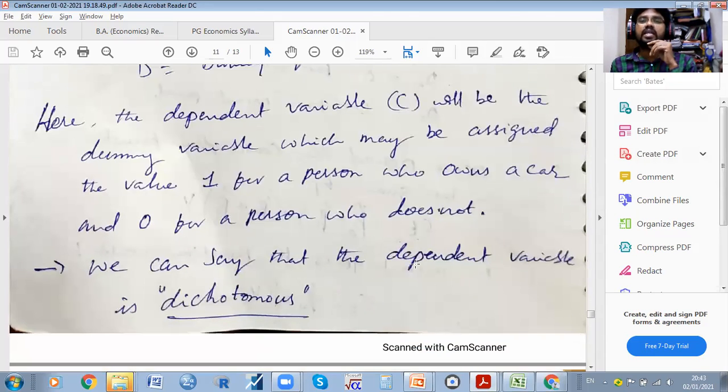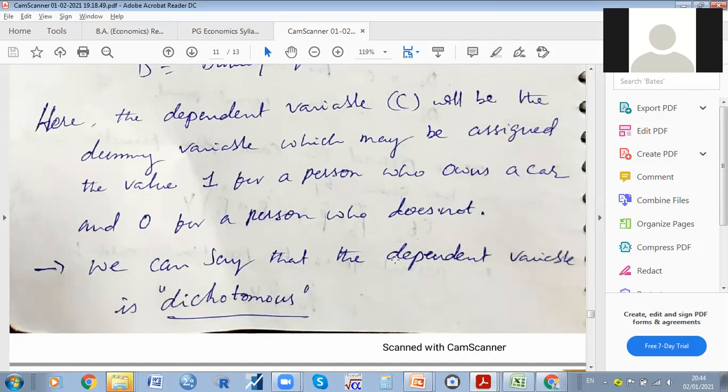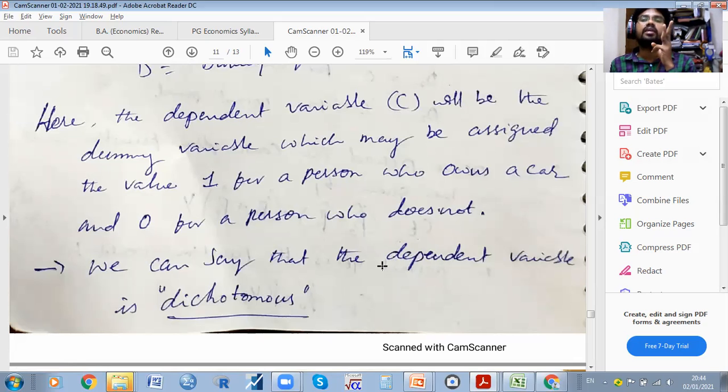So we can say that the dependent variable is dichotomous. So simple, you can see that. Dichotomous, what is dichotomous? Only 2. This is a very important question which will come for the NET also. If the dependent variable's values are 2, that is called dichotomous. If the values are 3, it is trichotomous. If the values are more than 3 or 4, let's call it polychotomous.